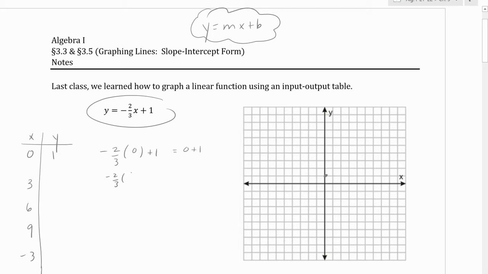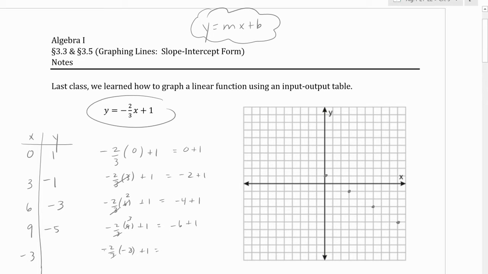If I plug 3 in, the 3's cancel. Leaves -2 plus 1. And that's -1. So over 3, down 1. If I do -2/3 times 6, a third of 6 is 2. 2 times -2 is -4. Plus 1 is -3. So over 6, down 3. I plugged in 9. There's -6 plus 1. I'm going to get -5.